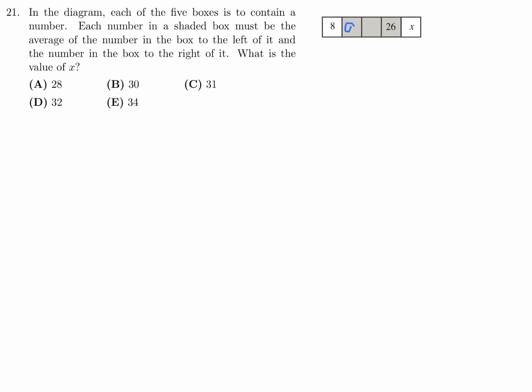Well, I'll call this A and I'll call this B, and let's proceed. So A, according to the rules of the question, is (8 plus B) divided by 2. B is equal to (A plus 26) divided by 2. So we've got 2 variables, 2 equations, we can easily solve now.